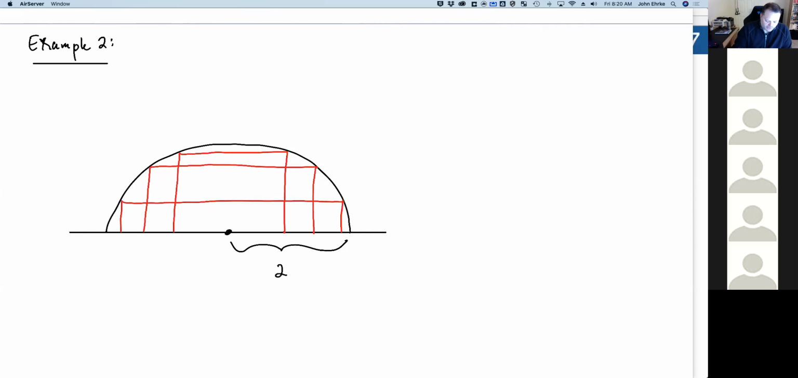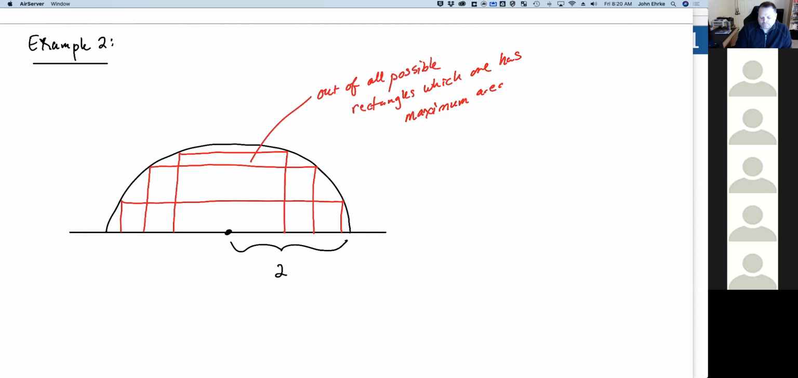Right? So all of those are rectangles that are inscribed, and what the question is asking is, out of all possible rectangles, which one has maximum area? So that's what the question is asking. And at first it may seem like, how on earth are we supposed to do that? So let me just look at one rectangle with you.